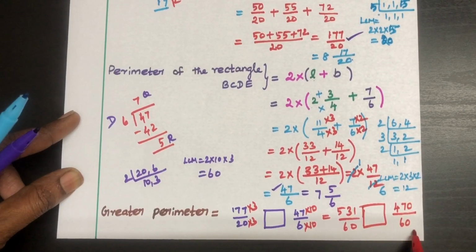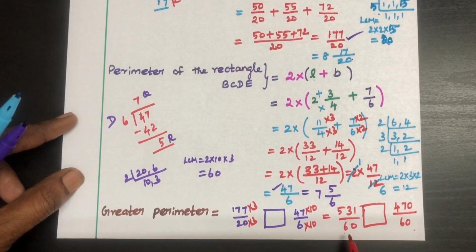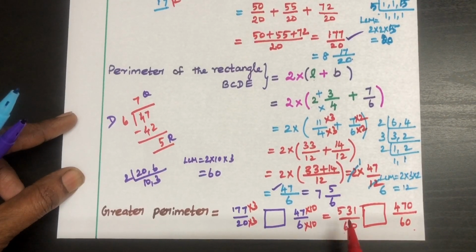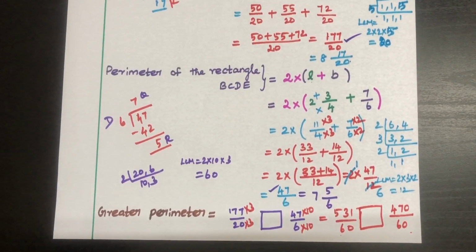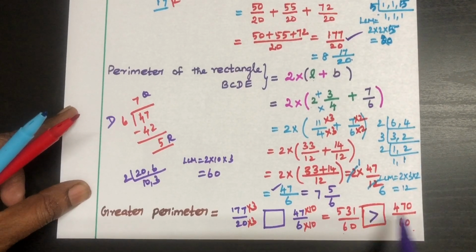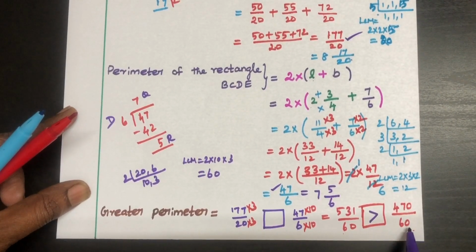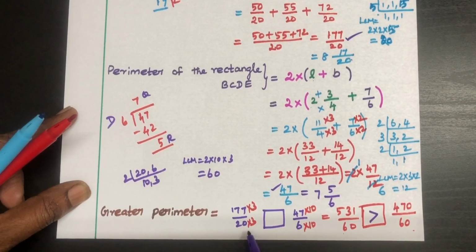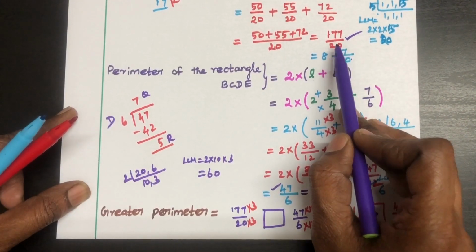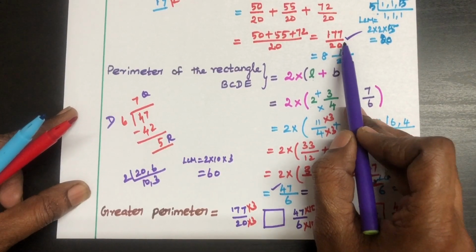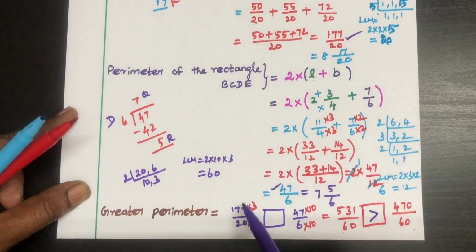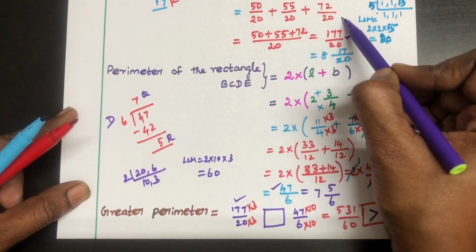Now it becomes a like fraction. Denominators are equal. See, in like fractions, the fraction with the bigger numerator is always bigger. So here the bigger numerator is 531. So obviously this 531 by 60 is greater than 470 divided by 60. So the original fraction belongs to 177. Where does 177 by 20 come from? It comes from here. That means the perimeter of the triangle is 177 divided by 20. So this is bigger. Okay, 177 by 20, this is the bigger one.